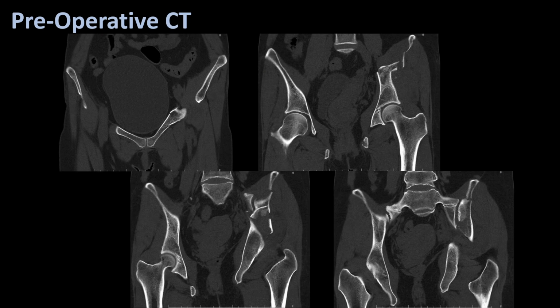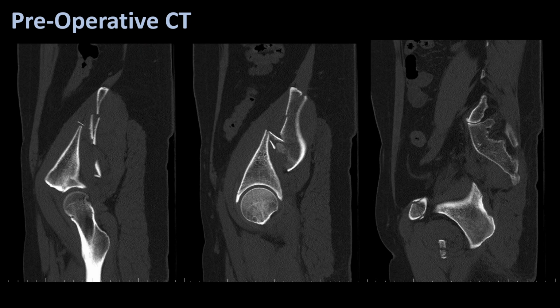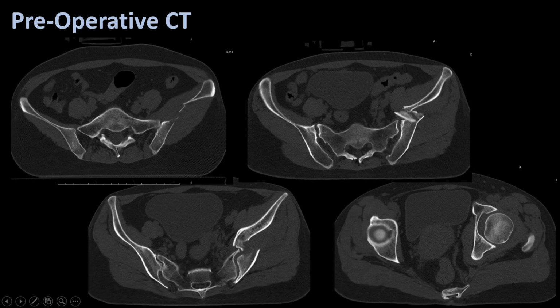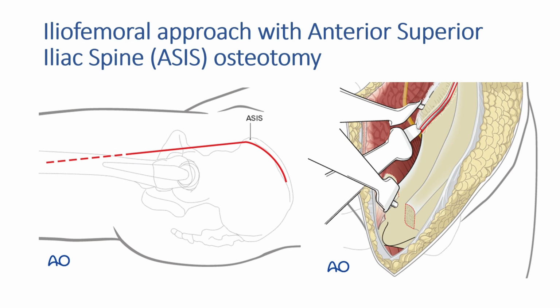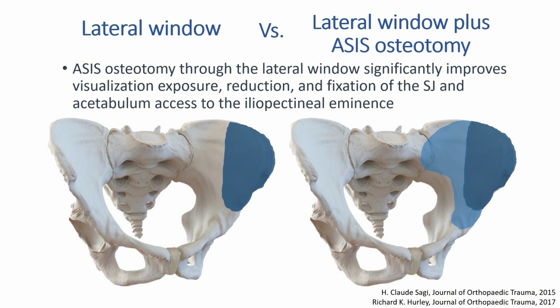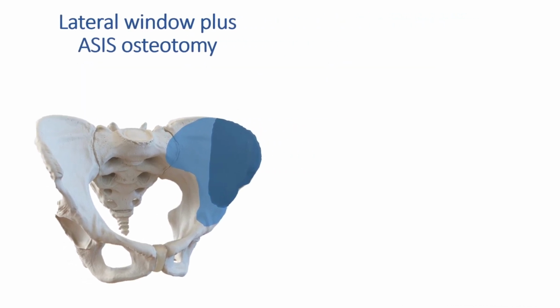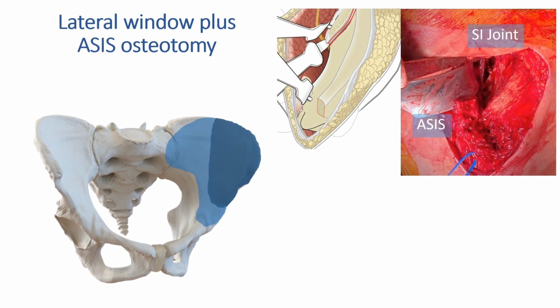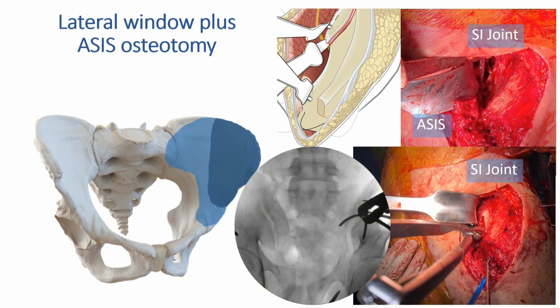The CT scan shows the fracture line involves the anterior part of the sacroiliac joint as a crescent fracture type 1. In this case, we use the iliofemoral approach combined with ASIS osteotomy to reduce the crescent fracture. When compared to the lateral window of the ilioinguinal approach alone, addition of ASIS osteotomy increases exposure of the sacroiliac joint and medial part of the anterior column around the iliopectineal eminence area.